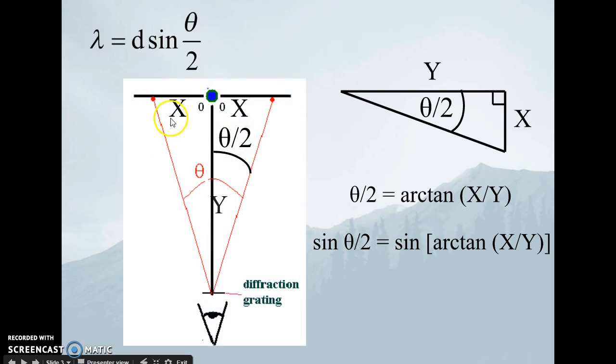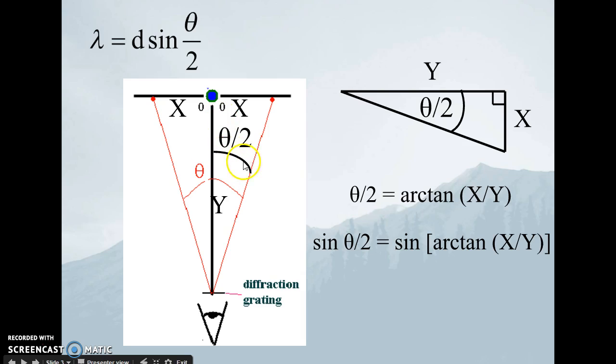So here is another way of looking at our picture, and we're going to label some of the pieces. We're going to say that x is the distance between the light source and the respective line on both sides, and then we're going to call y the distance from the light source to where the diffraction grating is. The angle theta is this whole angle from the line on one side to the line on the other side, and we're going to cut that in half, and we're going to talk about theta over 2.